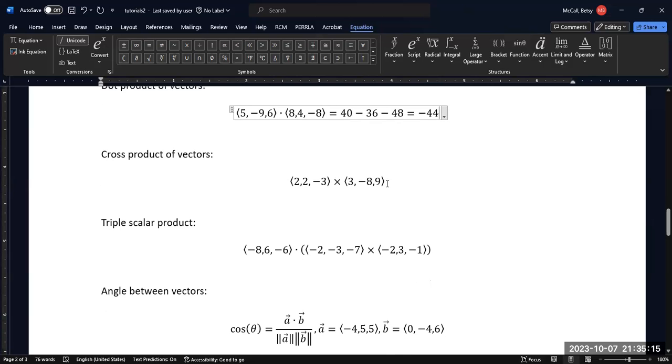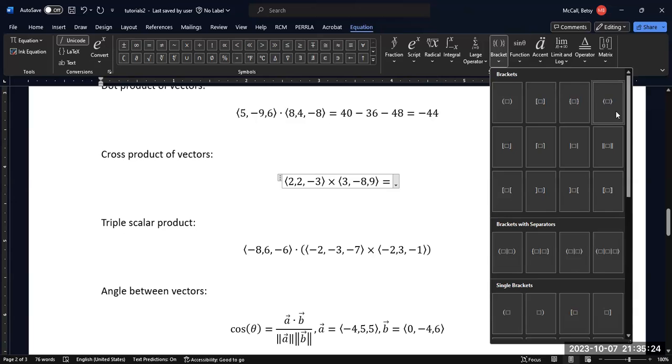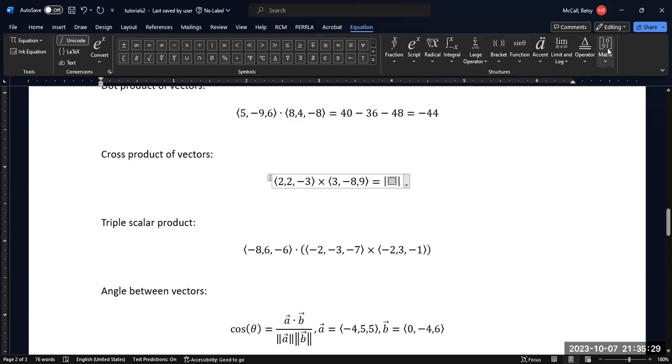Now, the cross product is a little bit more complicated. To do the cross product, we're typically going to essentially do, if you've done linear algebra, it is essentially a determinant.